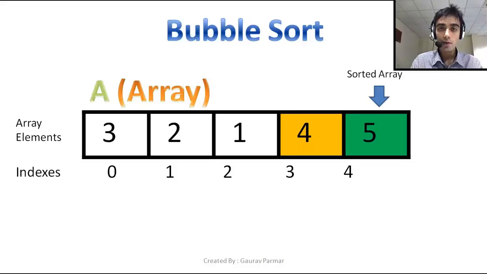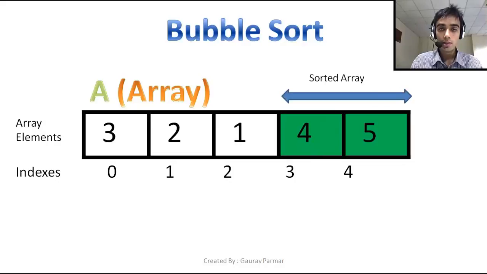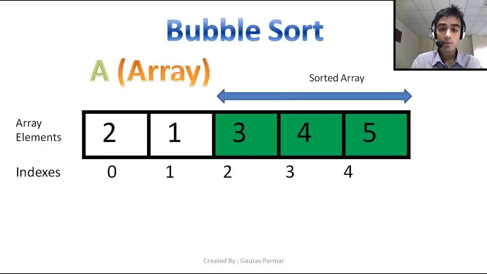Now we have two elements that are part of this sorted array, and there are three elements on the left side of the array. We again follow the same procedure, compare them and move the bigger element to the right side, and now we have three elements inside the sorted array. Again we follow the same procedure and move the bigger element to the right side, and we get four elements in the sorted array.